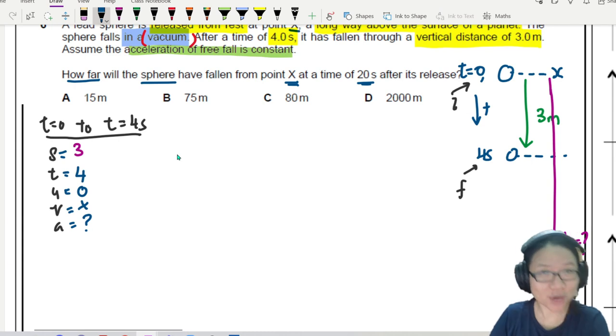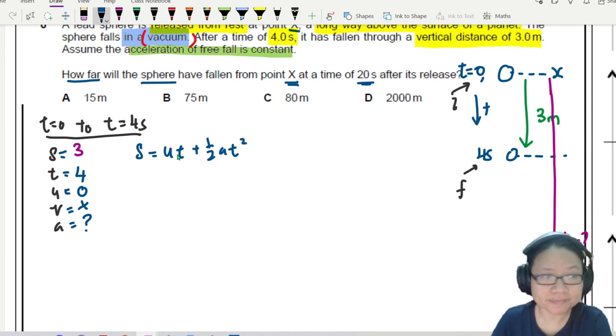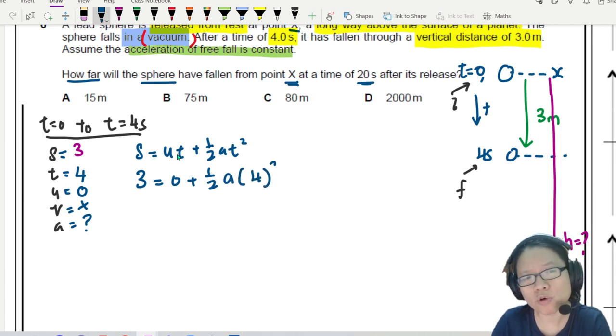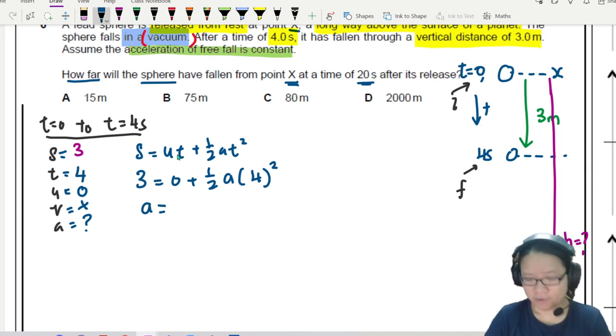So I hope you chose the right equation. We will use the equation V squared is U squared... no, no V, sorry. We'll use the equation S is UT plus half AT squared. The equation is given to you in the front page of the question paper. So I'm going to put 3 here. This is 0. This is half. I'm going to find acceleration. T is 4 squared.